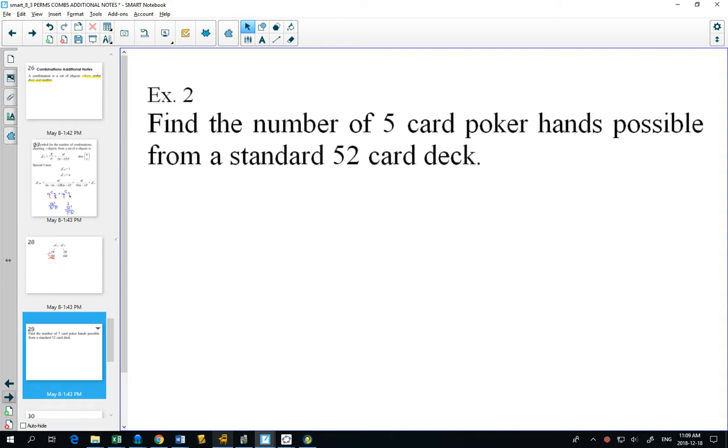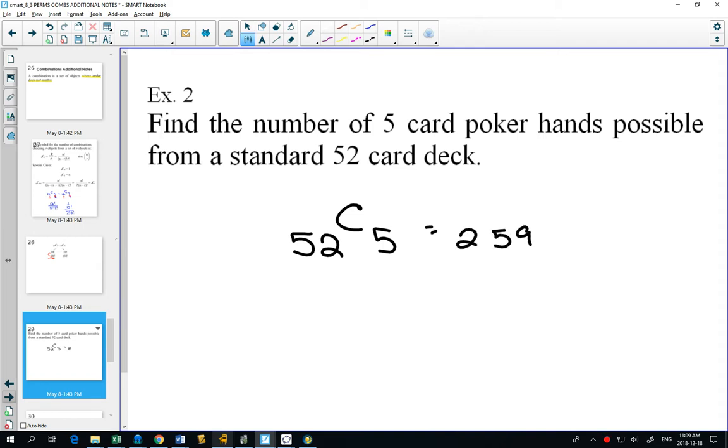So if we want to count how many poker hands are possible, there's 52 cards. Each unique group of 5 cards makes a unique set of poker hands. So if you go to your calculator, go over to your choosing, there's almost 2.6 million different poker hands.